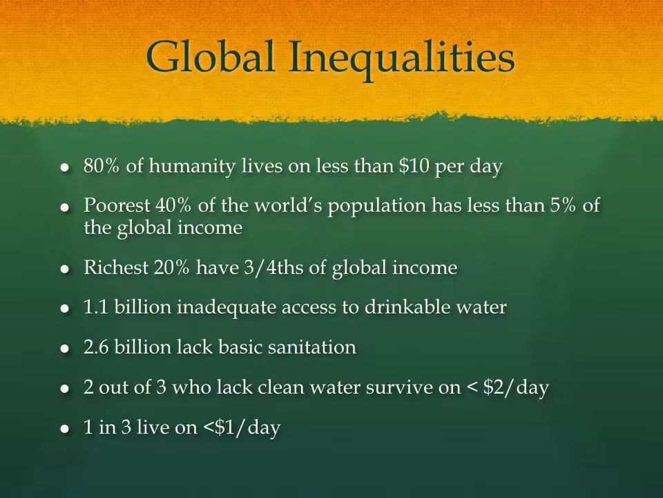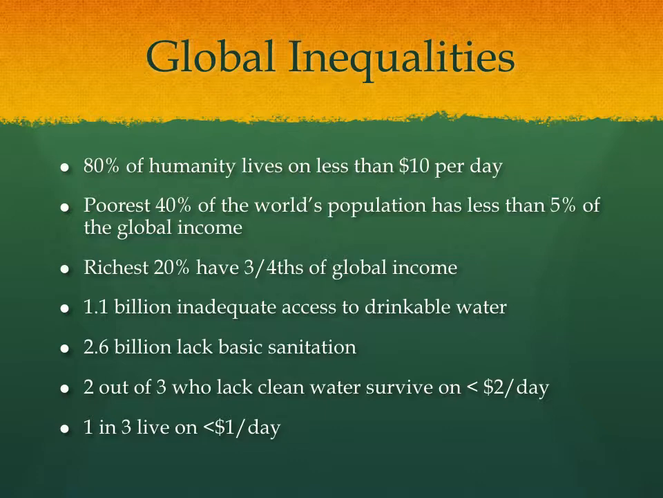If you translate that into daily living, 1.1 billion people do not have adequate access to drinkable water, and 2.6 billion of them lack basic sanitation. There are some cities in developing nations with many millions of people living there, where water has to be shipped in by the government, and there are often water riots about getting access to the water. Two out of three people who lack clean water are surviving on less than $2 per day, and one in three people in this world are living on less than $1 a day. That translates to over 2 billion people. I want you to consider that when we're thinking about the haves and the have-nots overall.